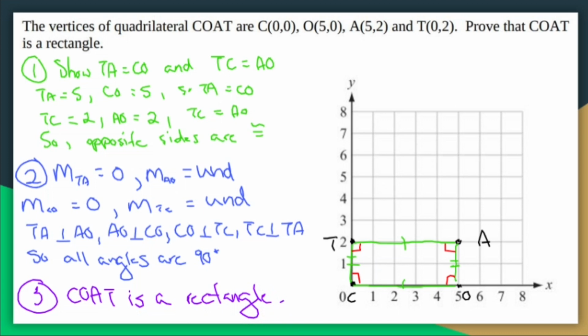All right, so that's a coordinate geometry proof. You're just proving what you need to prove to explain yourself. You're not making two columns.